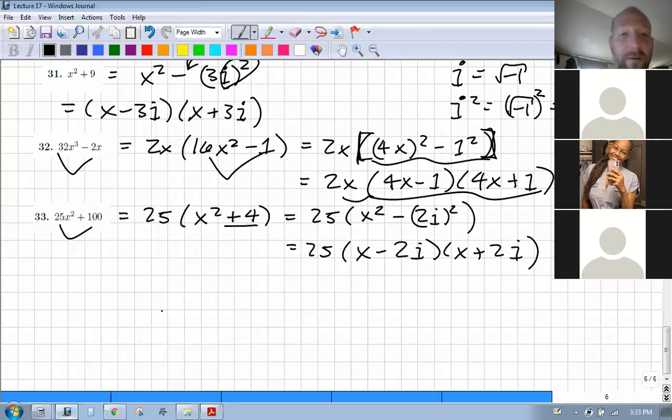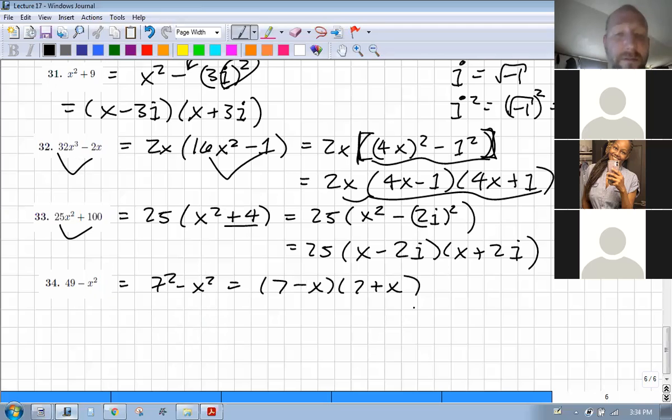This one they wrote it backwards. It doesn't matter. This is 7 squared minus x squared. 7 minus x times a 7 plus an x. Factored. If you want to turn it around, we can. If we pull a minus out of here, this becomes x minus 7, right? The negative x, and then the negative negative is a plus 7. And then this one we just flip. 7 plus x is the same as x plus 7.